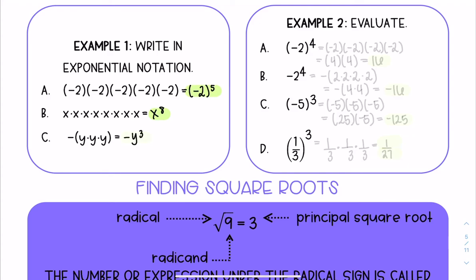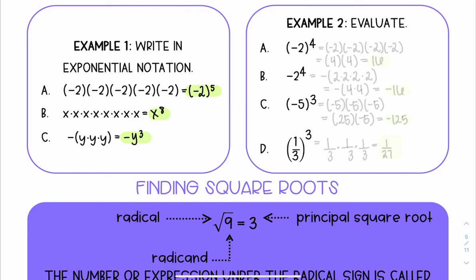Now the difference between A and C is that the negative and the 2 were both there 5 times. In C, the negative is only out front and the y is there 3 times. So when we raise powers, we have to be very careful of the parentheses with negative numbers. So let's just go the opposite way.